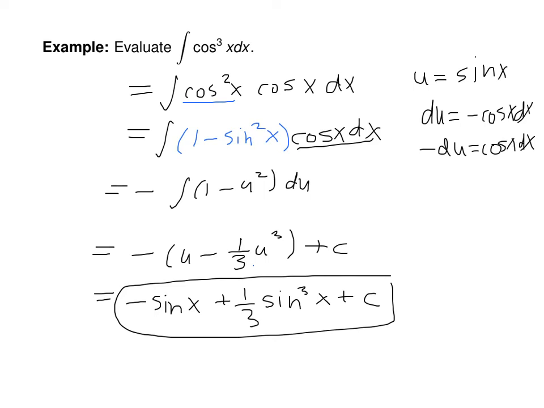And you'll notice two things that you have to have happen here. First of all, you have to save a single cosine to be part of your du, and the other thing that has to occur is the powers have to be even in order to use those identities. So let's try another example.